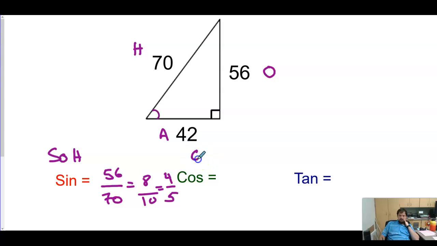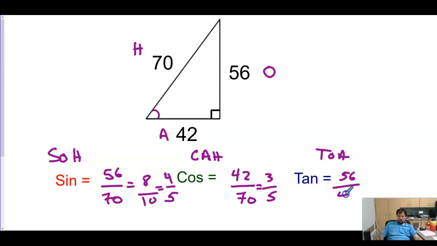Okay, cosine, the adjacent over hypotenuse. So 42 over 70, which would give me 3/5. And then the tangent is opposite, so 56 over adjacent, 42, which breaks down to 8 over 6, which is 4/3.